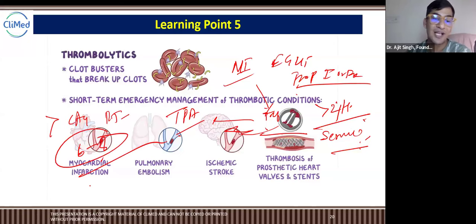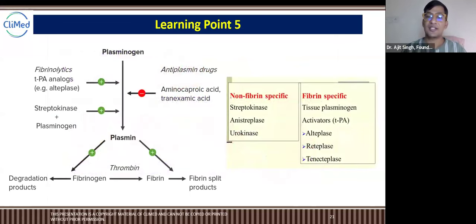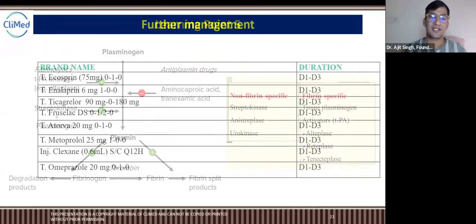So TPA timelines are very, very important. Within the golden period of MI, we can give the TPAs. Understand? So usually some people say within 2 hours, I mean, when we feel 6 to 8 hours are there to reach the main hospital or the tertiary care hospital, then we have to follow such things. Okay, TPAs. So these are the TPA examples.